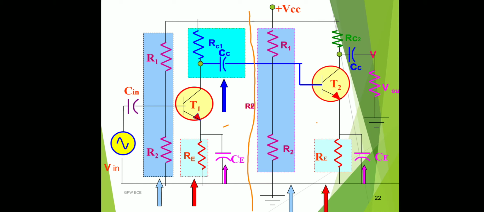This is the block diagram of the two stage RC coupled amplifier. CC is the coupling capacitor. It blocks the DC signal present in the output of the first stage, and it passes only the AC signal to the next stage transistor. This is the function of CC, and this block is the coupling block. R1 and R2 are the biasing resistors. C is the bypassing capacitor.